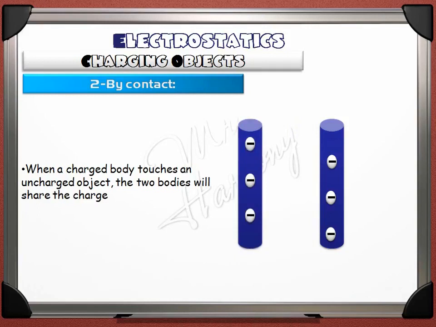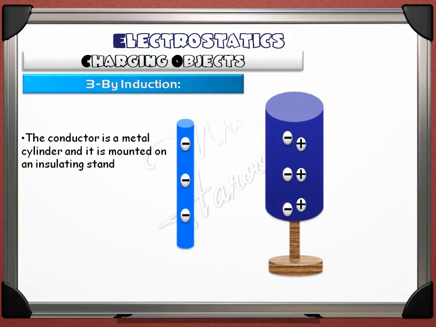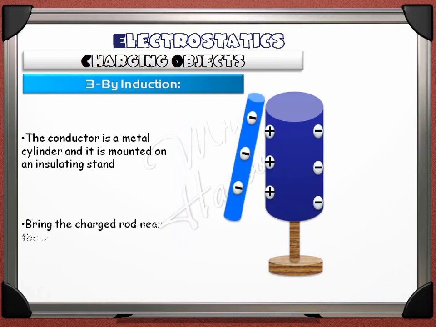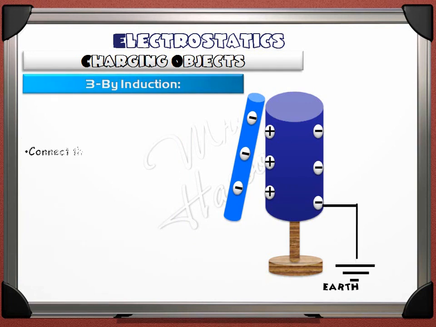The third method is charging by induction. This is used to charge metal objects. The conductor is a metal cylinder and it is mounted on an insulating stand. Bring the charged rod near the conductor. It becomes polarized but it's still neutral. Connect the far side to the earth. This earthing will allow the negative charges to escape.